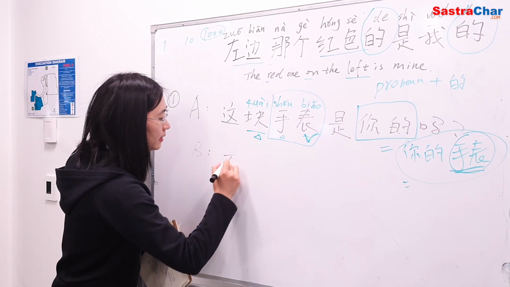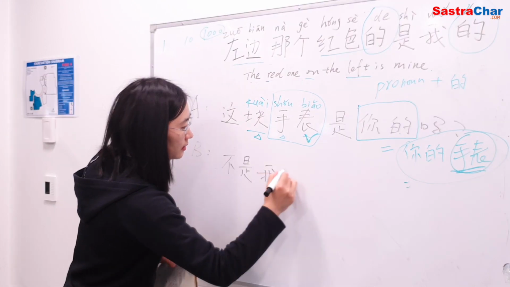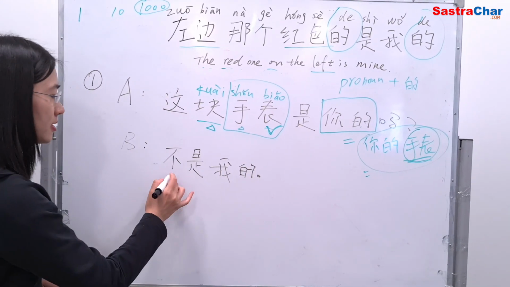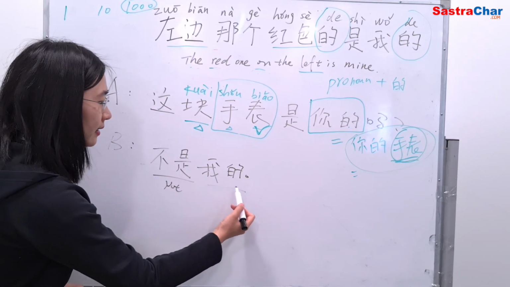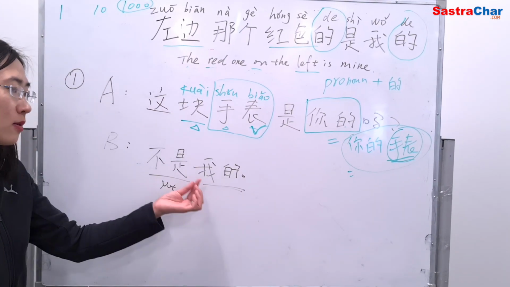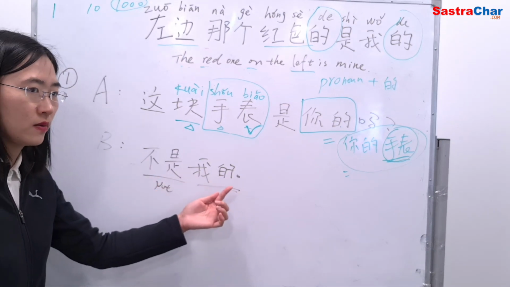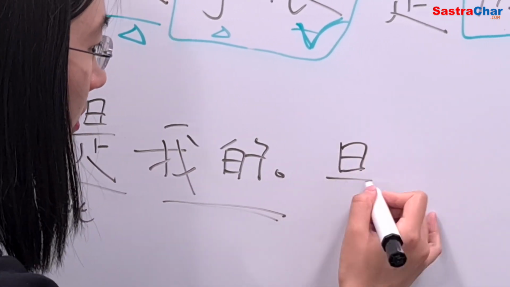Not mine. 不是我的. Okay, not mine. 不是, not. 我的, mine. So it equals 我的手表. So it's not my watch. It's not mine. Okay? It's my father's.